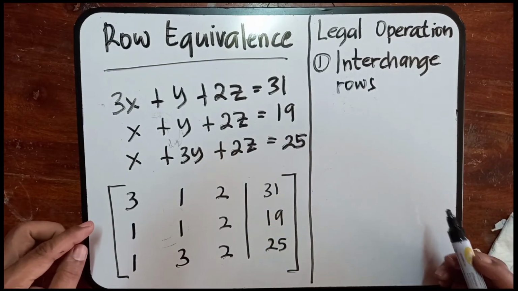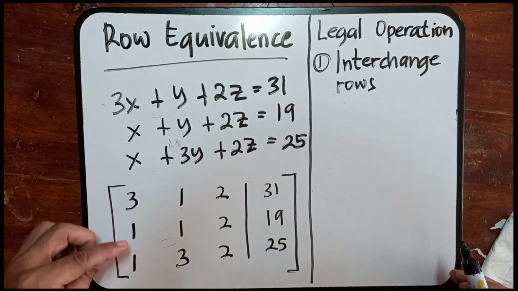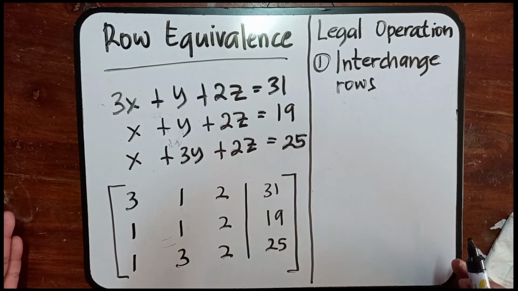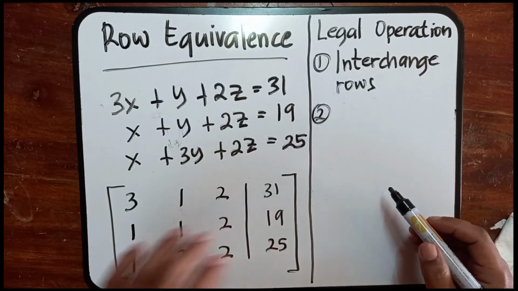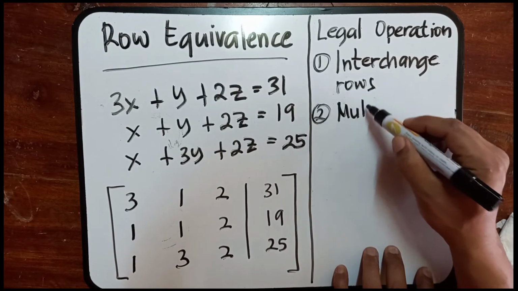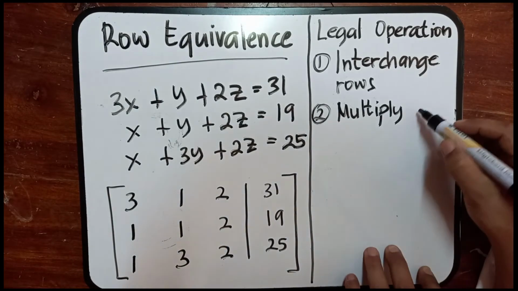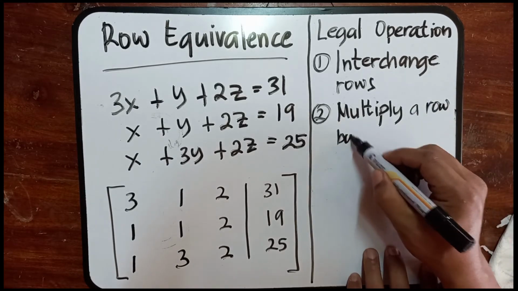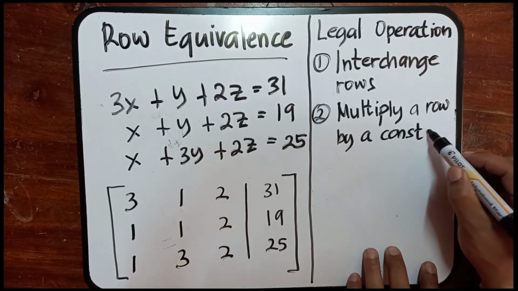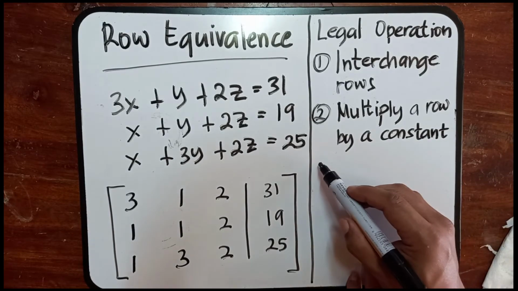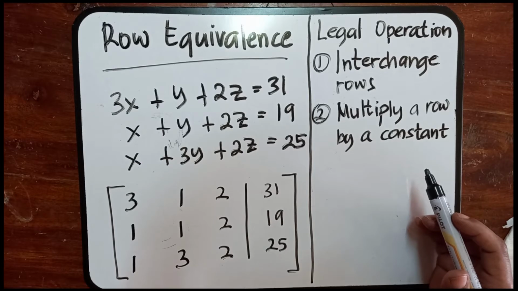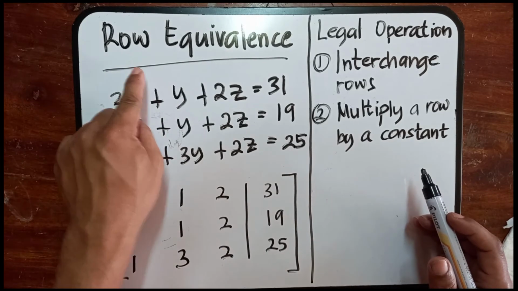So when we say interchange rows, the first row can be placed in the second row, and the second row can be placed in replace to the first row. So that is the meaning of interchange rows. Number 2, we can multiply a constant or a row by a constant. So meaning these rows here, let's say the first row, we can think of a constant wherein we can use that constant to multiply in each element on this row. Okay, that is a valid operation for row equivalence.